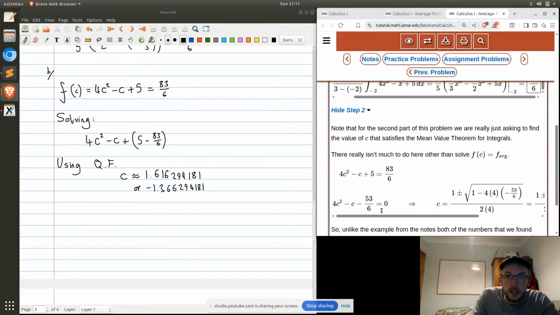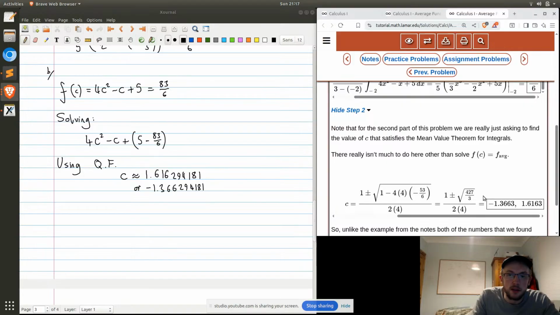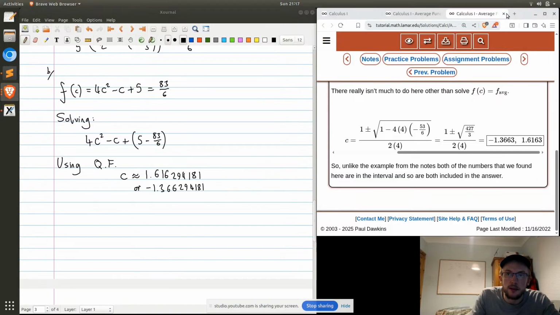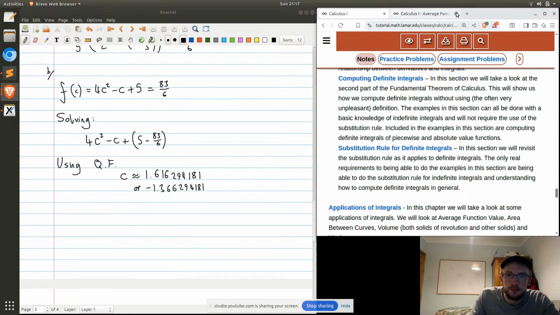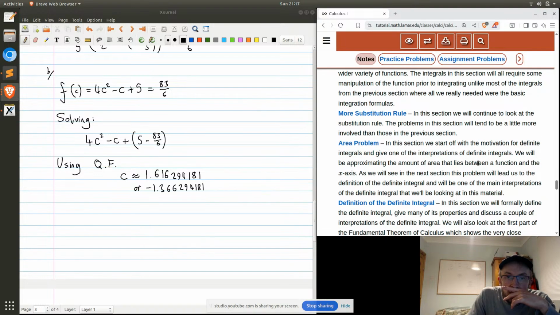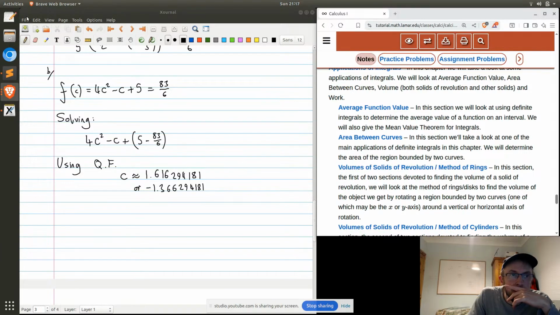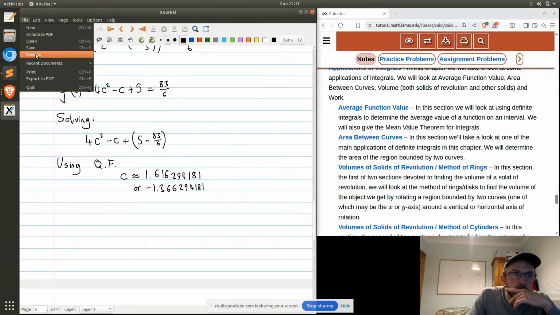Good, they agree with me. And let's see. Oh, thank goodness. All right, okay, that's correct. Whew. Okay. Let's see now. Where are we? Okay, we did average function value.